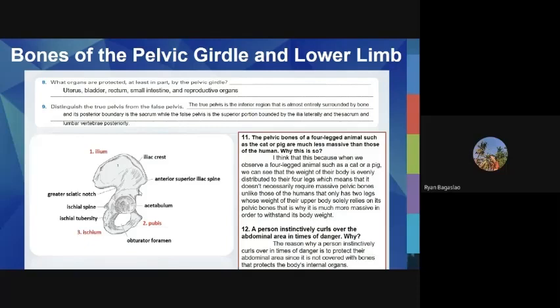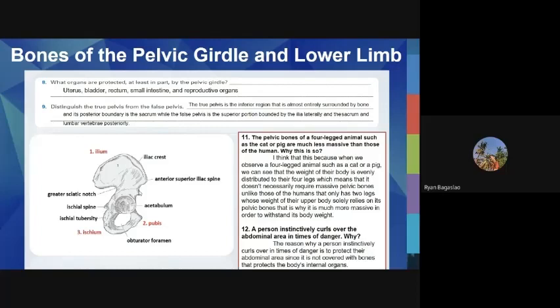For number 9, distinguish the true pelvis from the false pelvis. The true pelvis is the inferior region that is almost entirely surrounded by bone, and its posterior boundary is the sacrum, while the false pelvis is the superior portion bounded by the ilia laterally and the sacrum and lumbar vertebrae posteriorly.